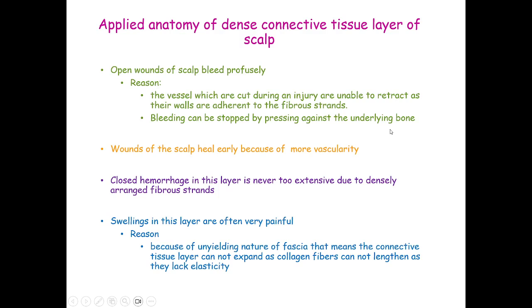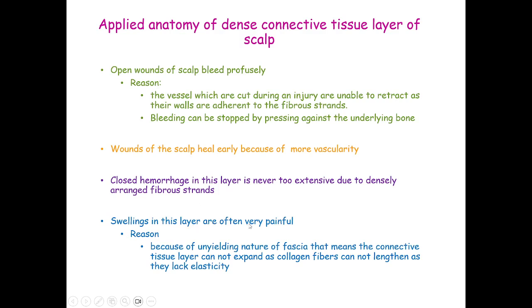Here, the tunica adventitia of the blood vessels merge with the fibrous connective tissue. So, it is very difficult for the open ends of the blood vessels to retract. It leads to bleeding. At the same time, wounds of the scalp heal early because of more vascularity. Closed hemorrhage in this layer is never too extensive due to densely arranged fibrous strands. So if you see the swellings of the scalp, even though there is collection of more amount of fluid or blood, the swelling will not appear that big. This is because of the dense arrangement of the fibrous strands.